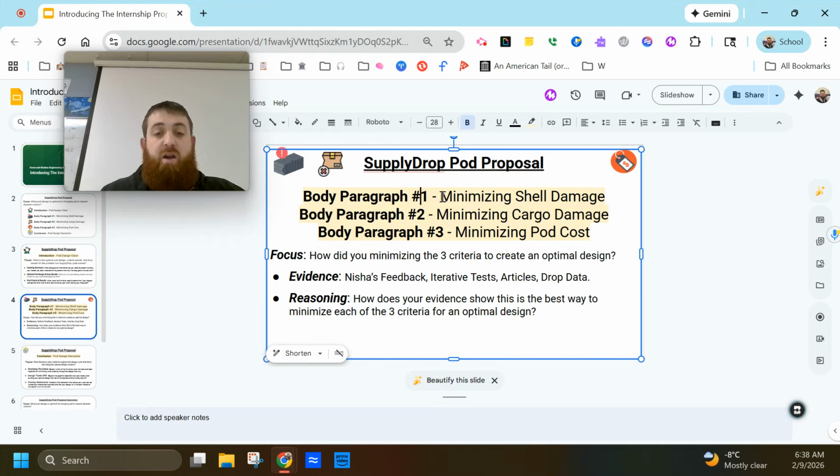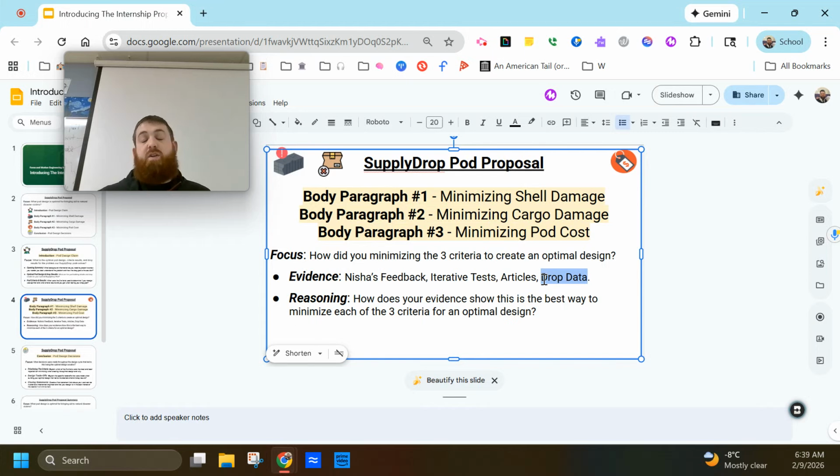So in your first body paragraph, you'll focus on shell damage. How did you minimize shell damage to make your optimal design? For that first body paragraph, the evidence that you're going to be using is, number 1, Nisha's feedback. So that can be your individual feedback she gave you or the overall data we collected from the team. Your iterative tests. What kind of tests did you run and how is it the best test compared to others? Articles you read. So this is where you pull in the science behind what sort of materials you use or decisions you made so that you were able to minimize, in this case, shell damage. And then finally, your drop data.